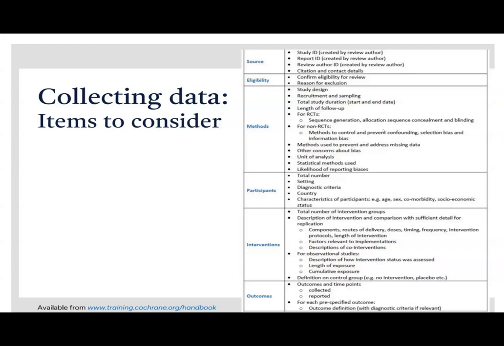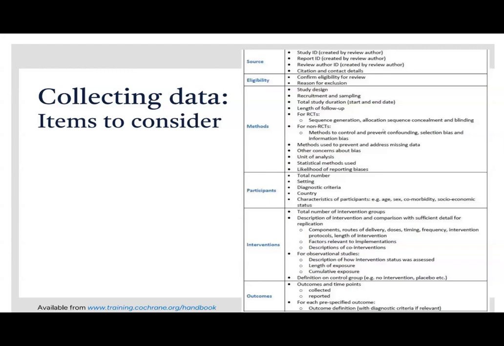Factors relevant to implementation and a description of co-interventions are also needed. For the observational study, we have to see a description of how intervention status was assessed, the length of the exposure, and the cumulative exposure. We also have to give the comparative group definitions. If you are doing a randomized controlled trial, you have two groups, the intervention group and the control group. The intervention group will receive some kind of intervention, but we also have to report what the control group has received, like no intervention, a placebo, or the routine care the patient is getting.